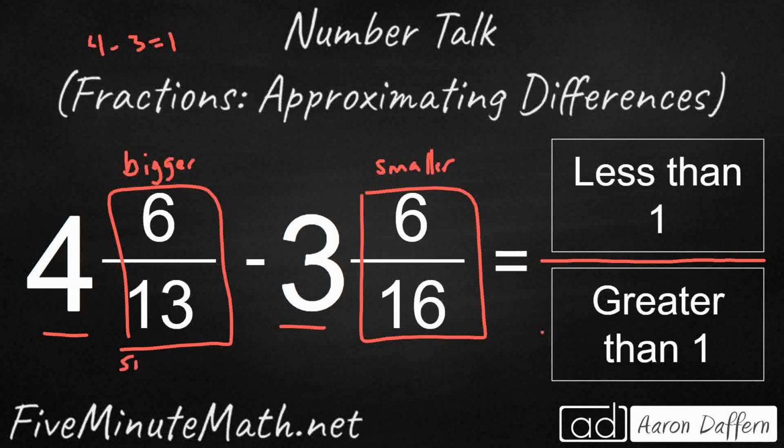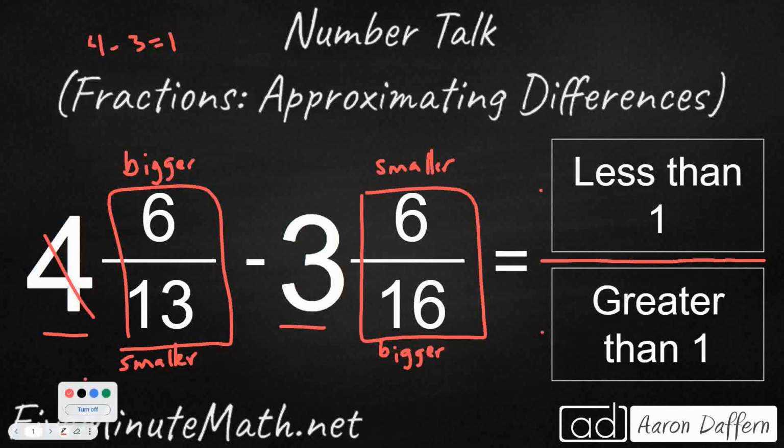But if it happens to be the opposite, right? If 6/13ths is smaller, and you take a bigger fraction away from that, well, it's going to end up being less than 1 because you'd end up having to regroup that 4 to make this an improper fraction in order to make it work, so that'd be less than 1. So let's just figure out which one happens to be bigger, 6/13ths or 6/16ths.